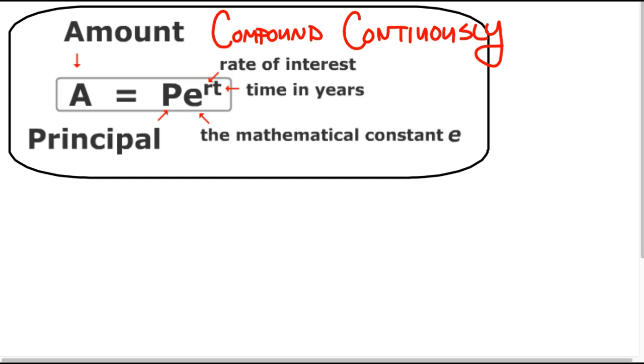Well, here we are going to use the mathematical constant e for this. This is also known as PERT. So the amount you invested, P, principal, times e to the rt. All right, so this is compounded continuously.